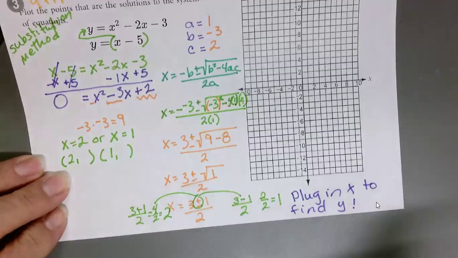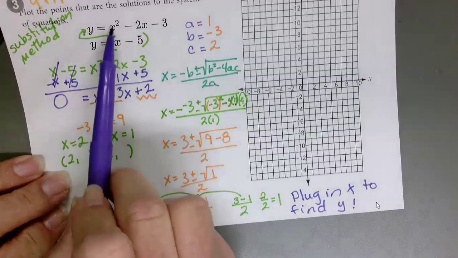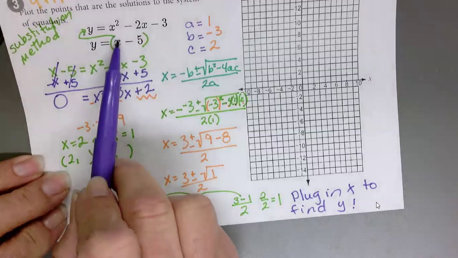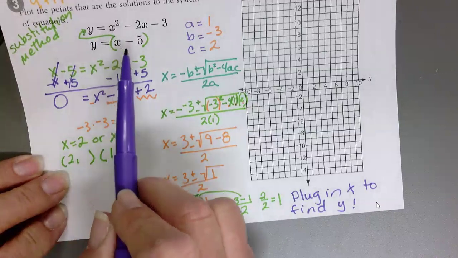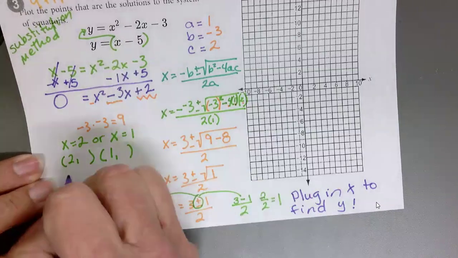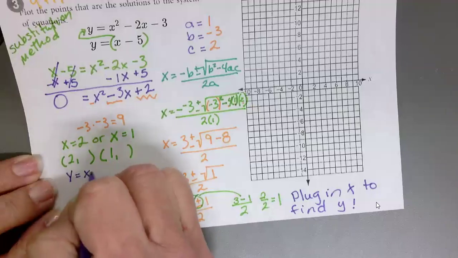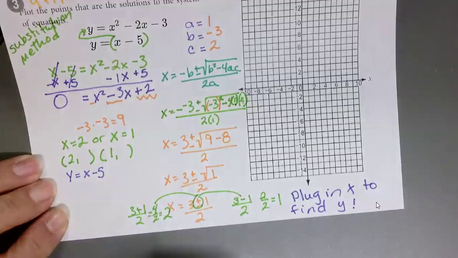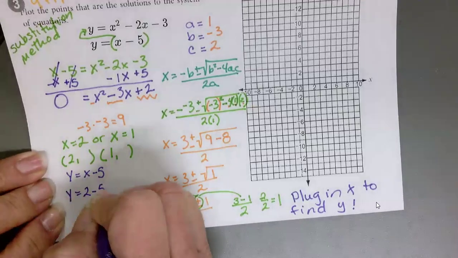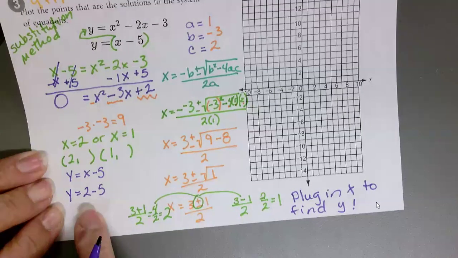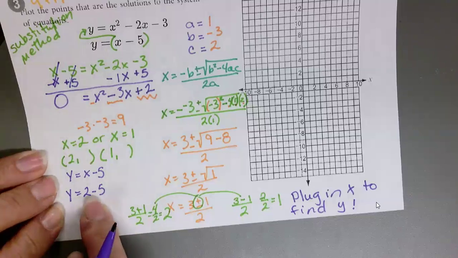And what we're going to plug it into is one of our original equations. The top equation looks way more complicated than the bottom equation. So I'm going to use the bottom equation. I'll write it again, y equals x minus 5. So then I try it with a 2, y equals 2 minus 5. Do I have same signs or different signs? They are different signs. I have a positive 2 and a negative 5. So different signs, we're going to subtract and choose.